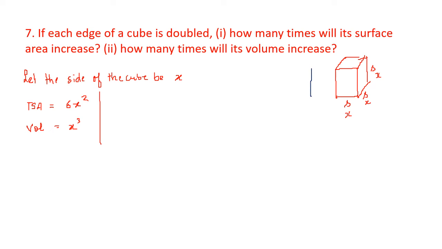We put an edge here, so the length is doubled. It has become 2x. In the same way, this edge is also doubled, so this also becomes 2x. And we have put one on the top, which doubles this also, so the height has become 2x. What have they mentioned here? If each edge of the cube is doubled, so you double the edge, the length becomes 2x, the breadth becomes 2x, and the height.